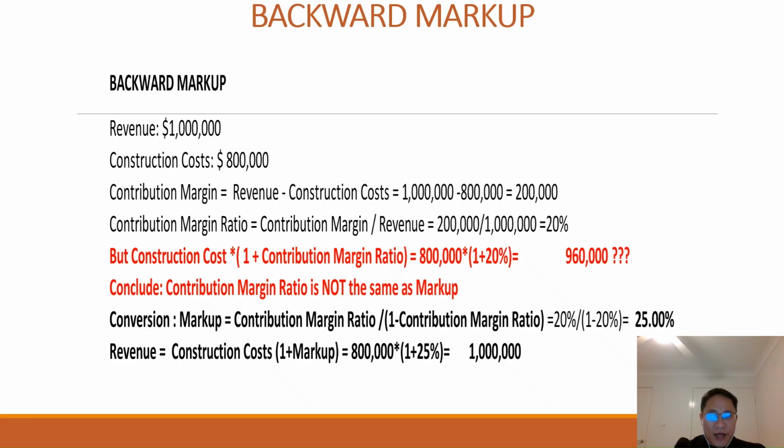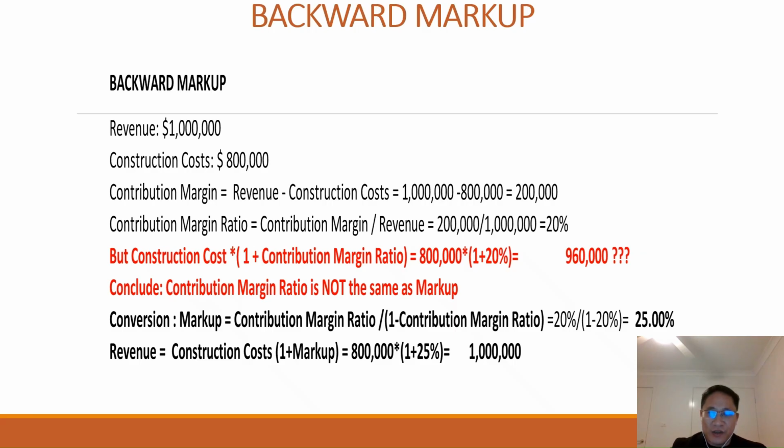So in this case, the real revenue will be construction cost times 1 plus markup, equal to 800,000 times 1 plus 25%, which is equal to 1 million. So I repeat that the contribution margin ratio is not the same as markup.